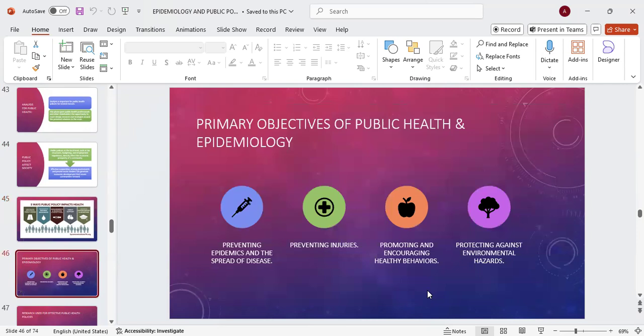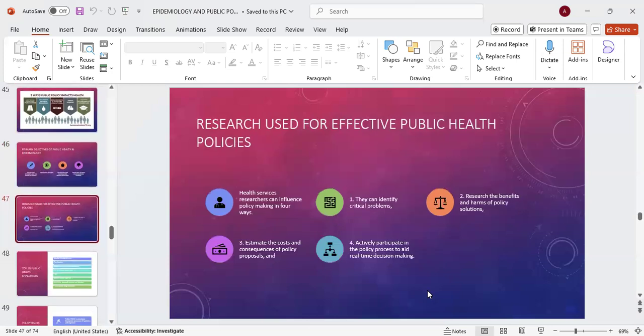Primary objectives of public health and epidemiology. Number one is preventing epidemics and the spread of disease. Number two is preventing injuries. Number three, promoting and encouraging healthy behavior. And number four is protecting against environmental hazards.